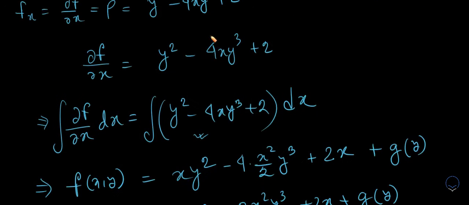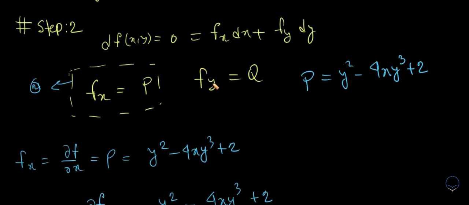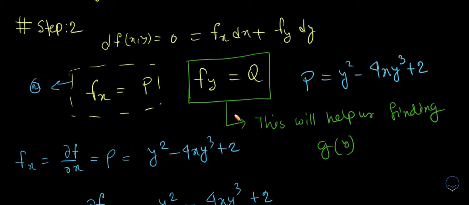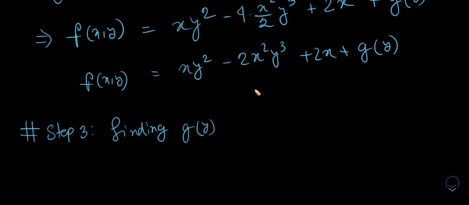If you recall from theory lectures, and as you can see from here, f_y was equal to Q, right? And this will be the condition that will help us in finding g(y). The reason I'm selecting this one is because if you take the derivative with respect to x from here, let's call this 3. If you take this function f and take the derivative with respect to x, this g(y) actually goes to 0, right?